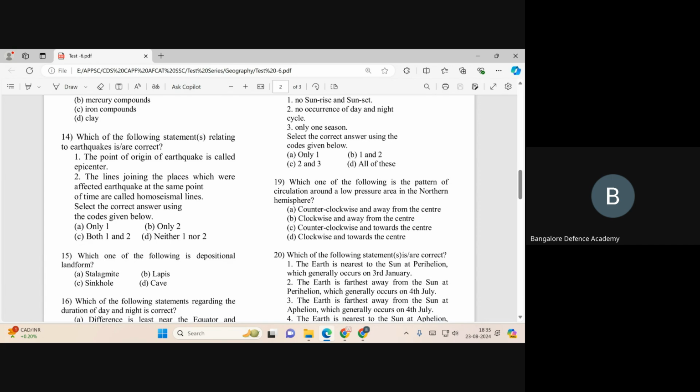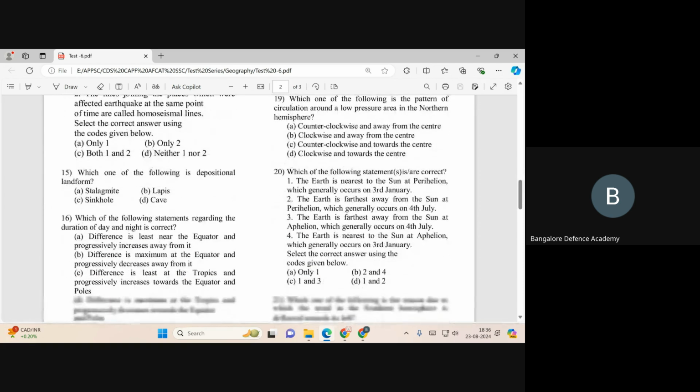Actually, the second one is the correct statement. And the first statement, it is not the epicenter, it is the focus. The epicenter is the point perpendicular to the focus. So that's why option 1 is wrong, and option 2 is correct. Okay, next question number.